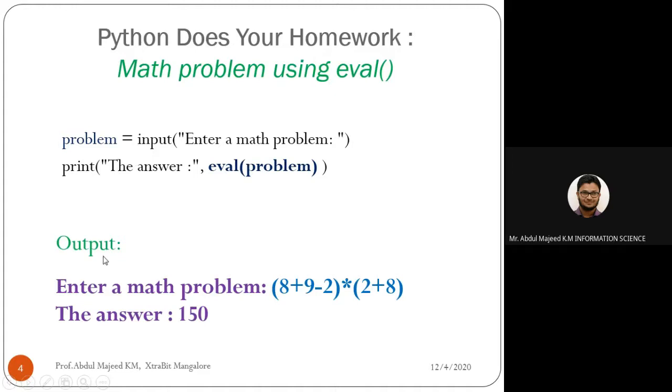So if you execute this program, first you will get a message, enter a math problem. So you can enter any mathematical expression, simple or complex. Here I have given 8 plus 9 minus 2 into 2 plus 8. As we know, in a mathematical expression the first priority goes to the parenthesis. It uses the BODMAS rule. So 8 plus 9, how much? 17. 17 minus 2, 15. So first it will evaluate this bracket, then it will evaluate this bracket, that is 2 plus 8 is equal to 10. Then it will multiply 15 with 10. So we will get the answer 150.